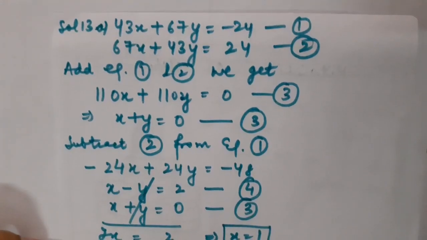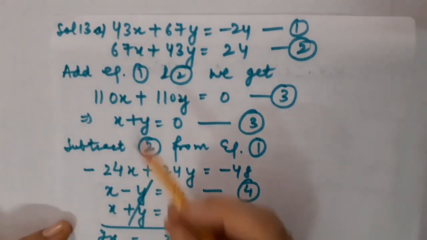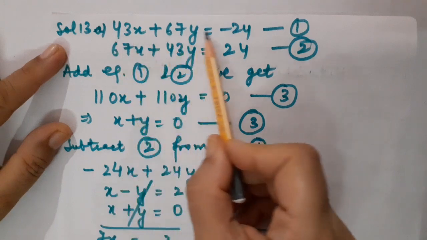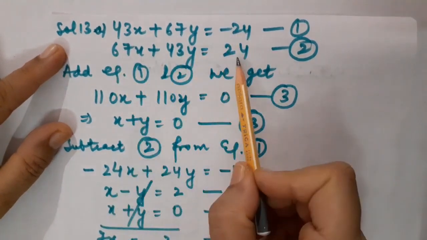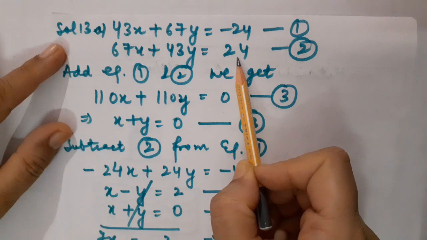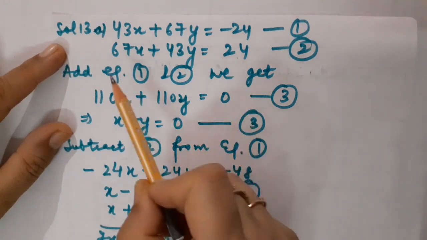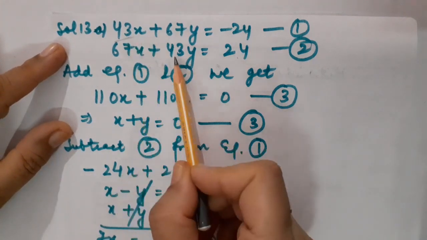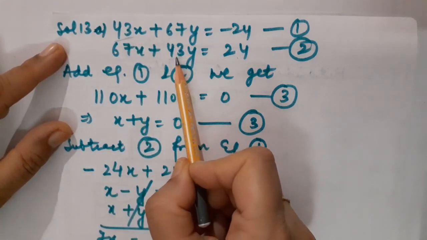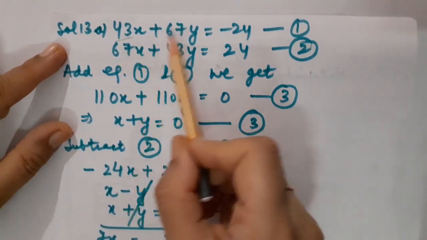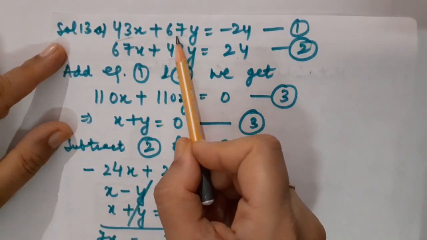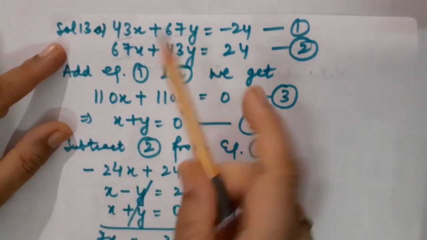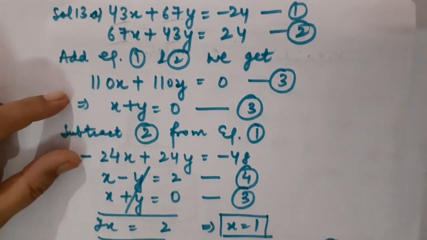This is the solution to question 13 A part. I hope, children, while applying the elimination method, you may not have multiplied the first equation by 67 and the second equation by 43, because it would become very complicated for you. I told you, when the numerical coefficient of x in equation 1 becomes the numerical coefficient of y in equation 2, and similarly the coefficient of y in equation 1 becomes the coefficient of x in equation 2, then what procedure do we follow? First of all, we add the equations.